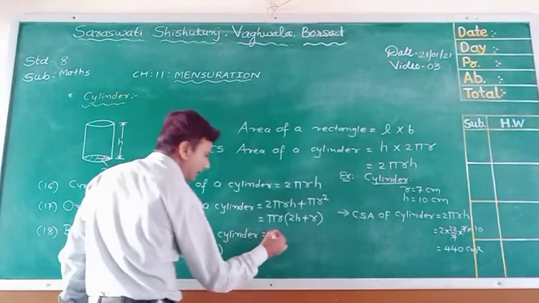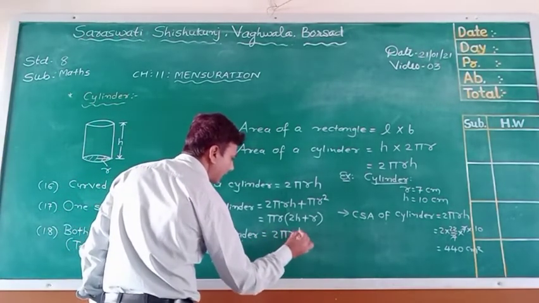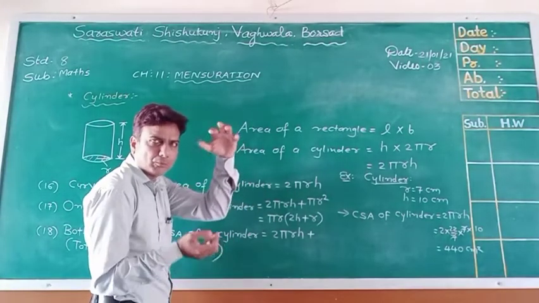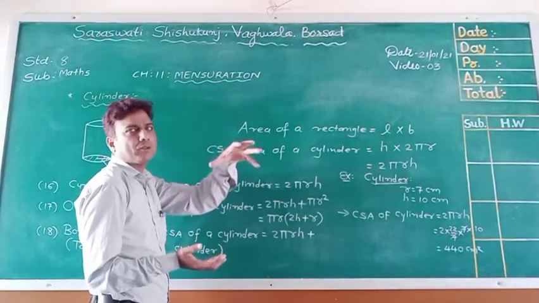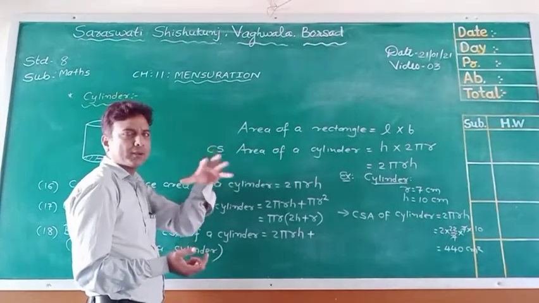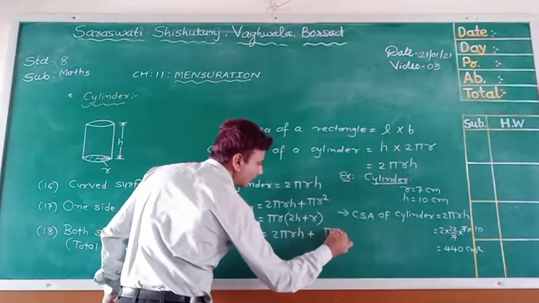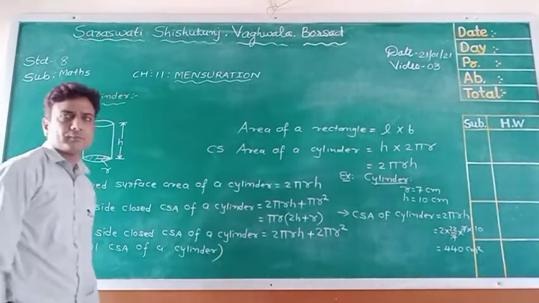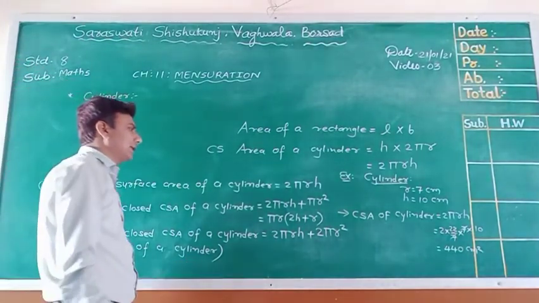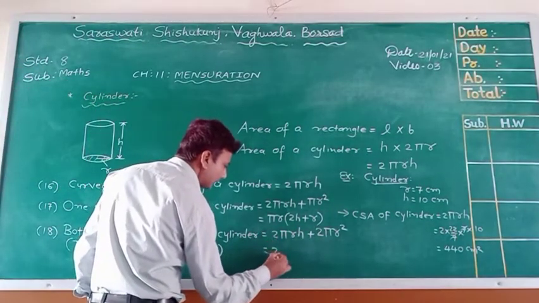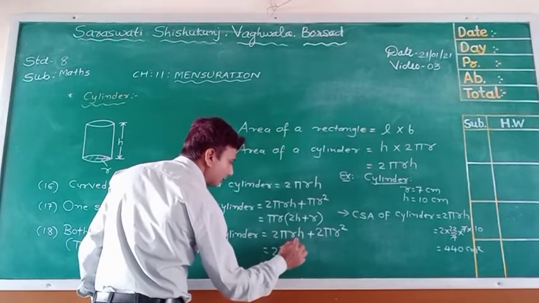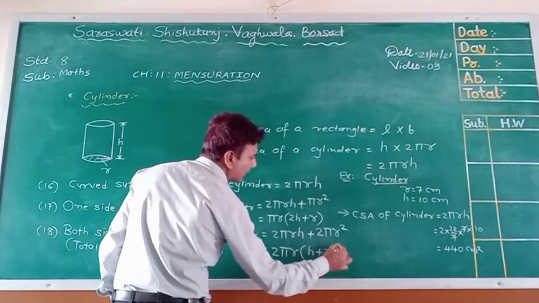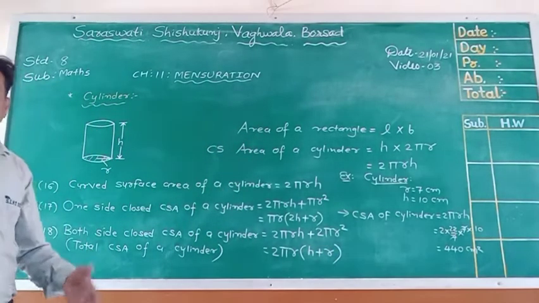So the formula is 2 pi r h, this is the curved surface area of a cylinder. With both sides closed, top and bottom are the same, and that is circular in form. The area of a circle we know is pi r square, and for two sides, top and bottom, we have to multiply with 2. Is it clear? Now from this formula we can observe 2 common, pi common, r common, so the remaining terms are h plus r. So here we see 3 formulas.